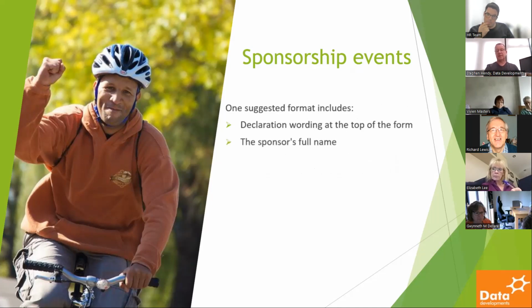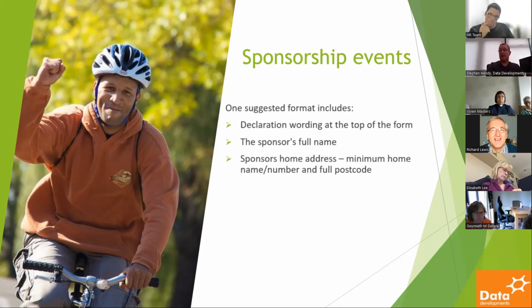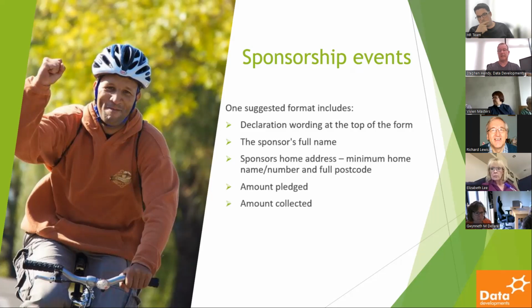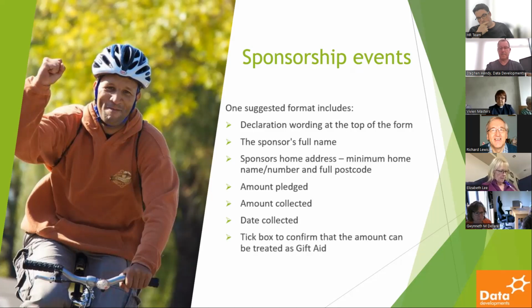You need to ask for the sponsor's full name. You need to ask for their home address. Now that can be a minimum of house name, number and postcode. It doesn't need street or town, just house name, number and postcode. The amount they pledged, the amount that's being collected, and the date it was collected. So you see, it's not a great deal of additional information you need to put on that sponsorship form.